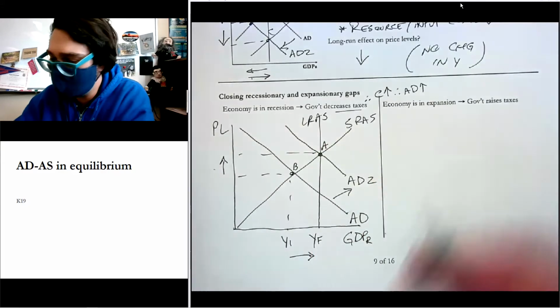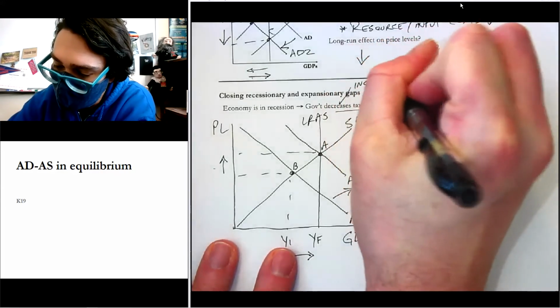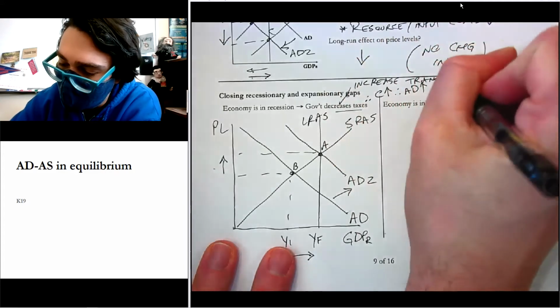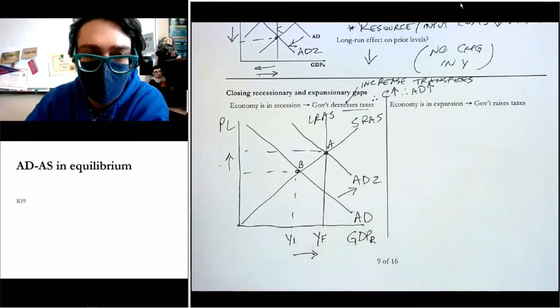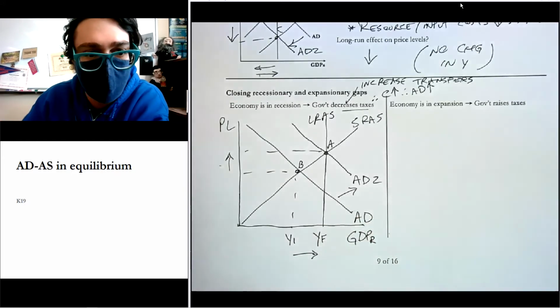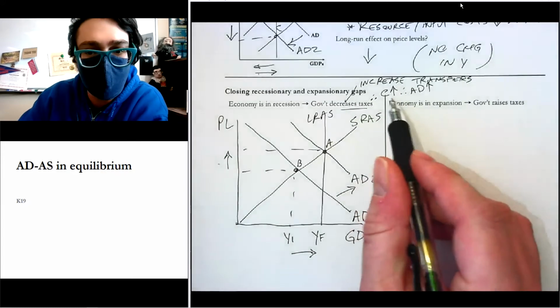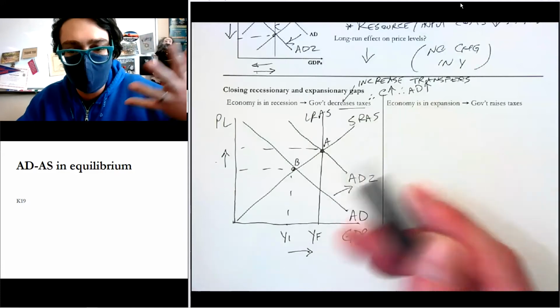Or another way of saying that, aside from decrease taxes, would be increase transfers, right? Because that does the same thing. And gee, what do you think the government did during this pandemic? They handed out cash, right? I've gotten checks from Uncle Sam. That's the exact idea here. Then I'm supposed to go spend it. Consumption spending rises, and it pushes aggregate demand right back up.